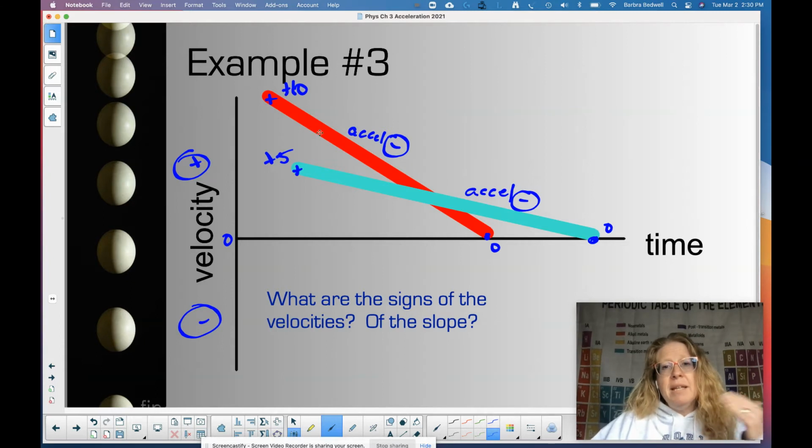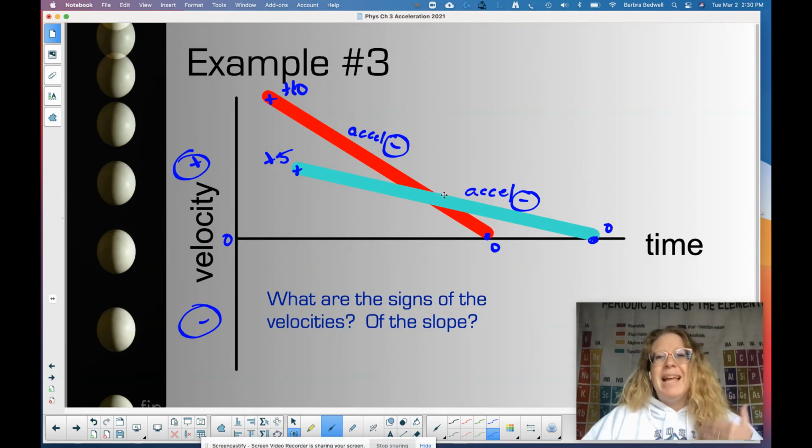It's going from 10 to 0 relatively quickly. You would probably call that deceleration, but it's negative acceleration and slowing down relatively quickly. So we have positive velocities, and a negative slope means it's slowing down. A steep slope means it's slowing down fast. This blue one here, slowing down more slowly, right? It's a more gentle deceleration or a more gentle negative acceleration.